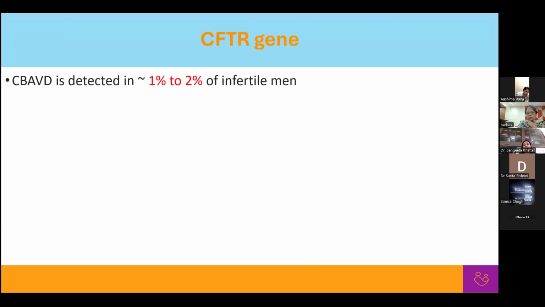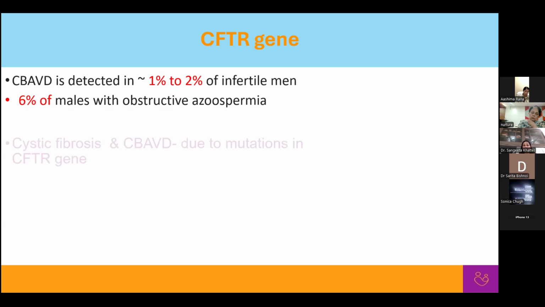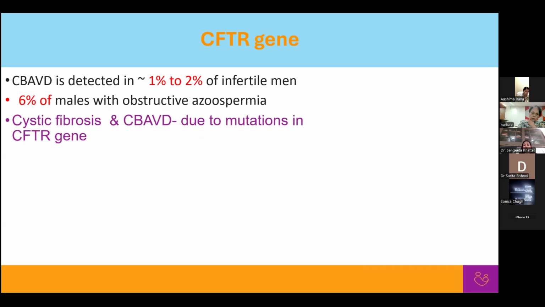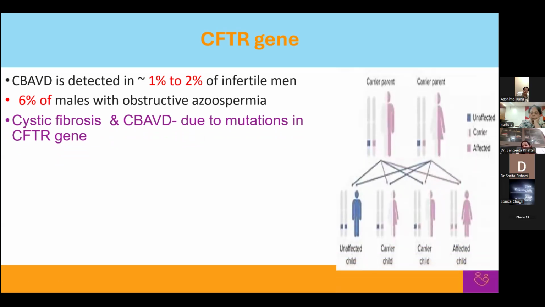So CBAVD is detected in 1 to 2% of infertile men, and 6% of the males with obstructive azoospermia. Cystic fibrosis and CBAVD are both the spectrum of a disorder which is due to mutation in the CFTR gene. As I have shown in this picture, the autosomal recessive inheritance of cystic fibrosis. Cystic fibrosis is the severe form of CFTR gene mutations, and this is autosomal recessive.